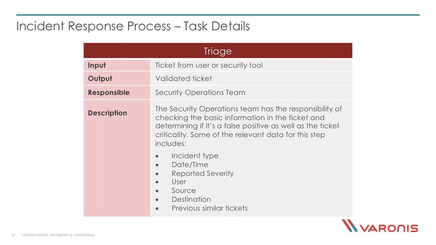For example, for triage, the security operation has a responsibility of checking the basic information in the ticket and determining if it's a false positive, as well as the ticket criticality. For example, for the triage, the description is what you see on your screen. And this will give the analyst a good insight of what should be done in each step. So all you have to do is to write a table like this for each step in your process.